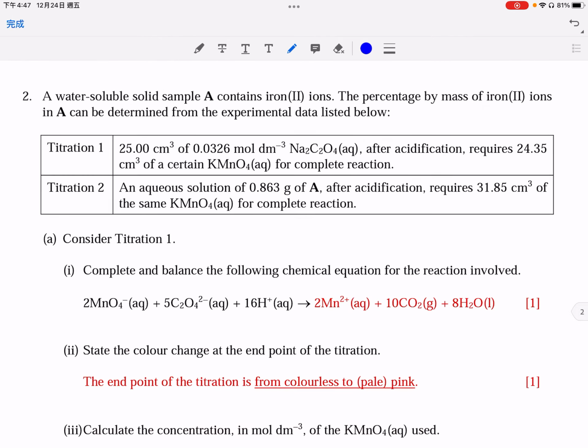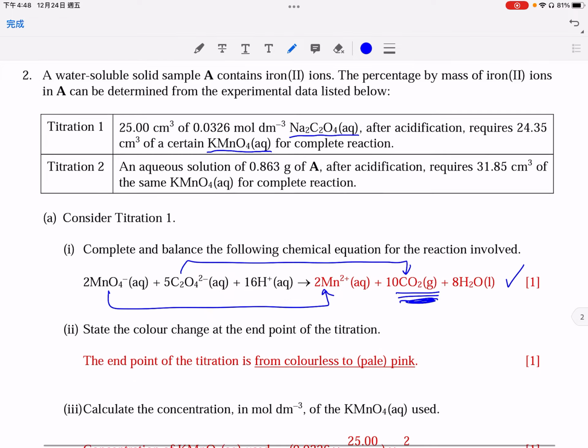Question number 2. This question involves different redox reactions. First of all, the redox reaction between sodium oxalate and acidified potassium permanganate. You need to know the reaction between these two reactants and especially the product after permanganate oxidizes the oxalate. It will become carbon dioxide. Of course, permanganate will become manganese 2 plus as usual when the medium is acidic.